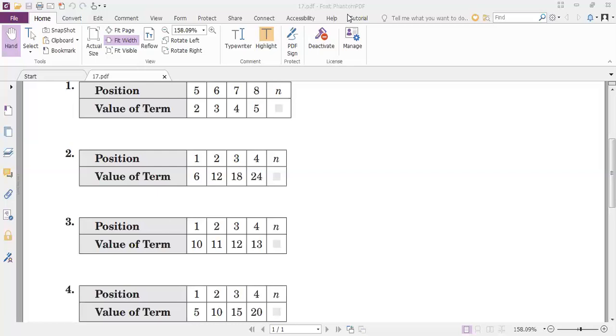5 times 10. It's not 510. 5 times 10, you will get the result.